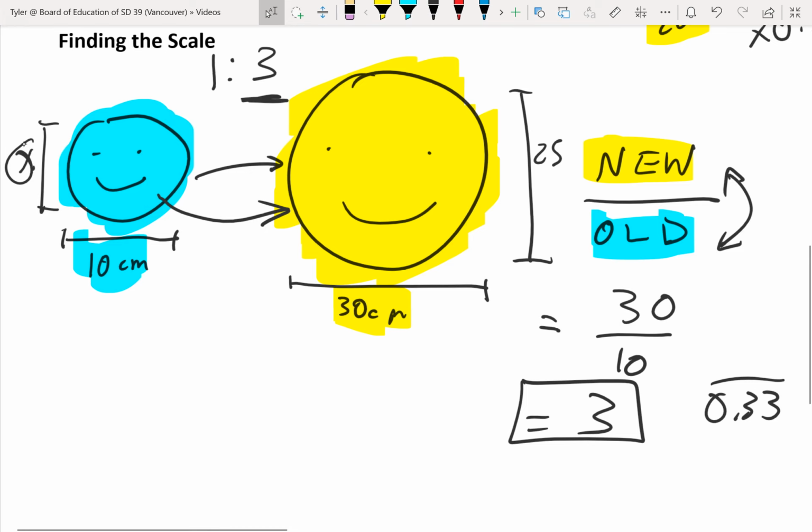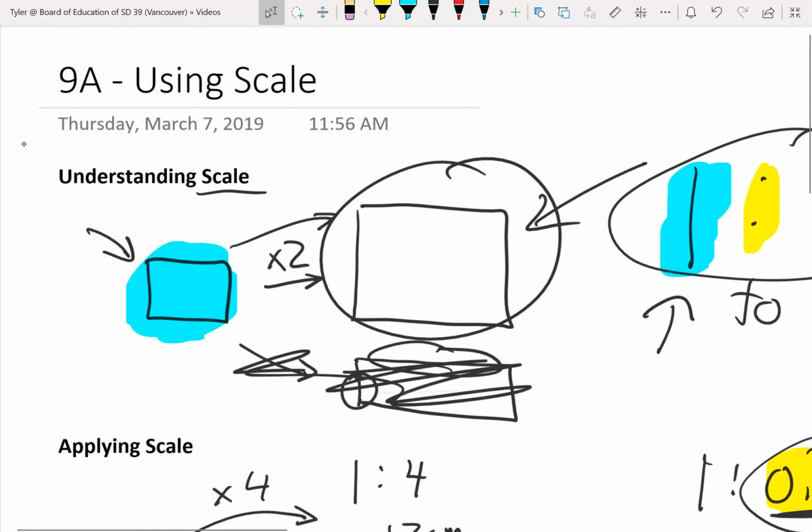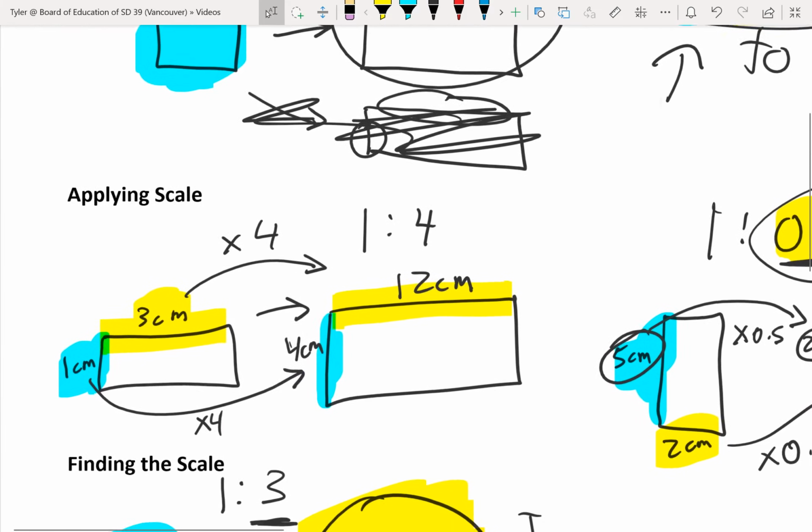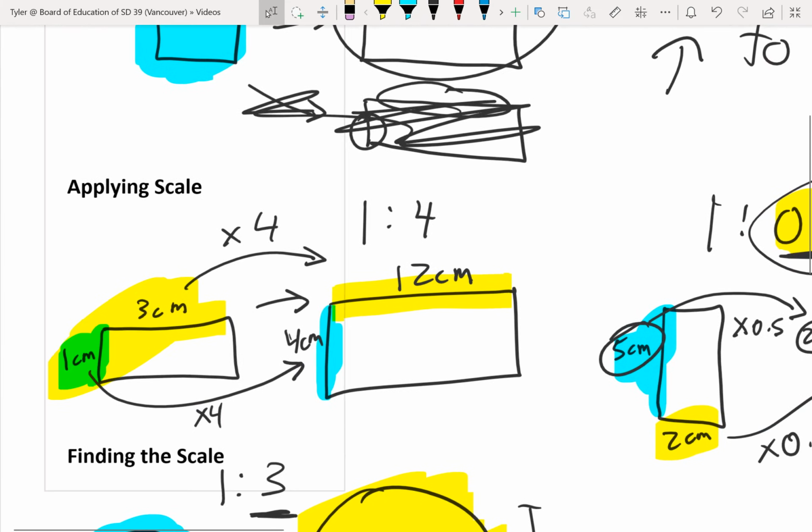But the basic understanding is, if you get a scale, something like this, you need to understand how to read it, what it means, and you need to understand if you have some numbers for the sides, how to calculate new sides. And that's it.